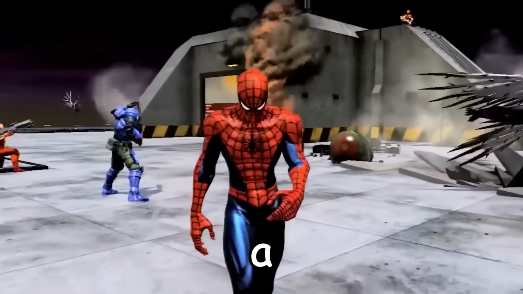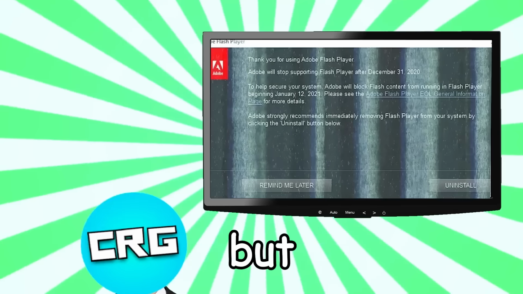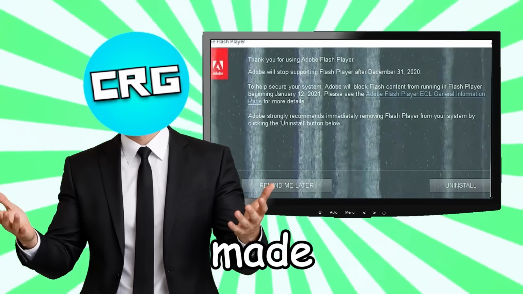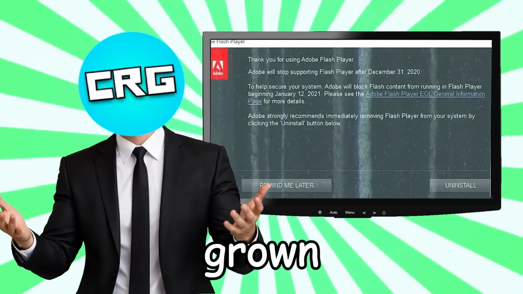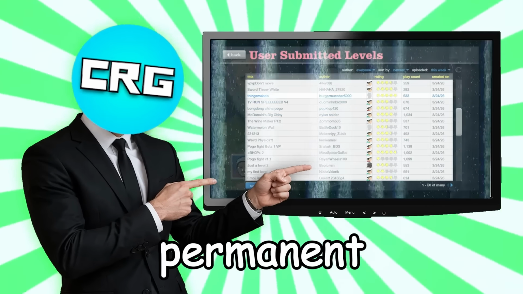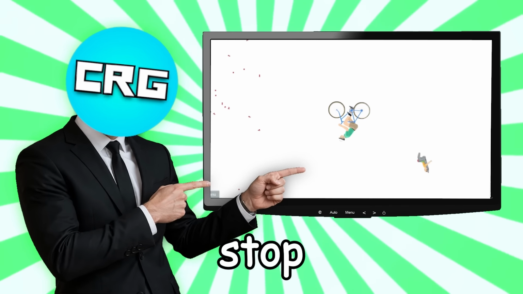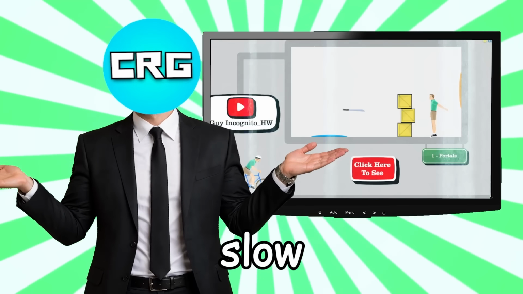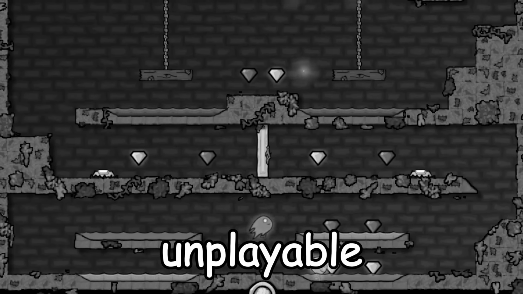The announcement was not a surprise to anyone who had been paying attention, but the specific date, the formality of it, made something click for a lot of people who had grown up with Flash but had not thought about it in years. Something that had felt like just a permanent part of the internet was going to stop working. The games were not going to be slow or glitchy, they were going to be unplayable.